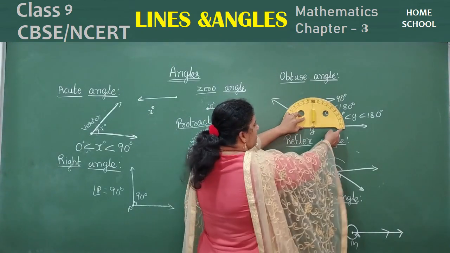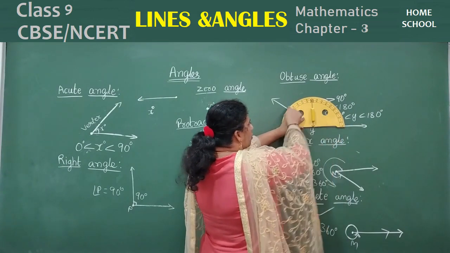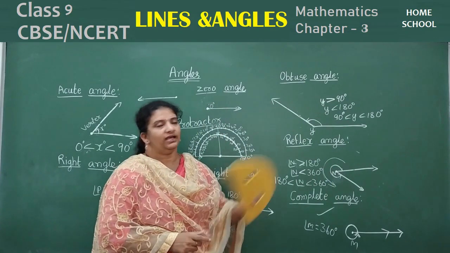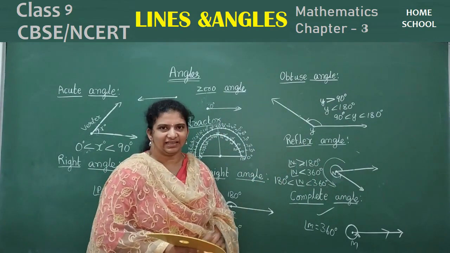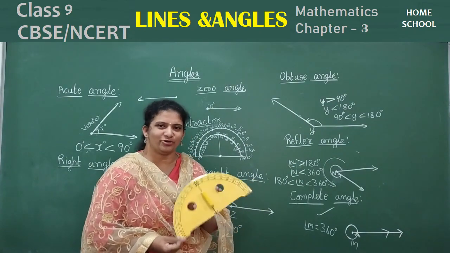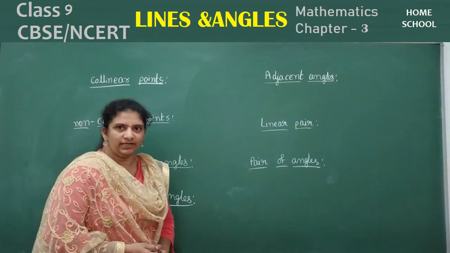From here you need to see 0 to 140 degrees is the angle, that is more than 90, less than 180 degree. Like this you need to measure your angle with the protractor. And some more terms we are going to learn, children.